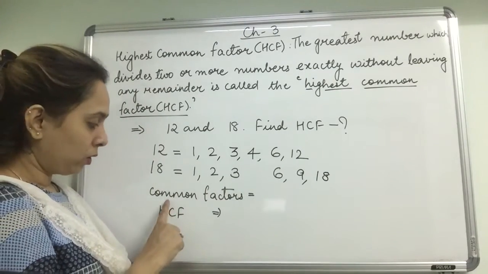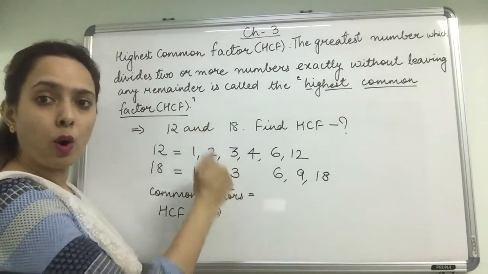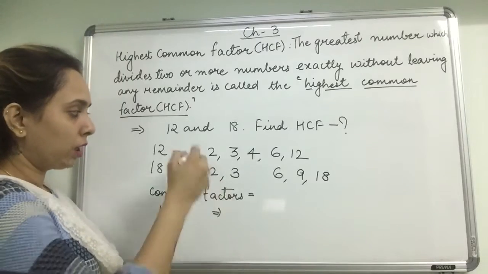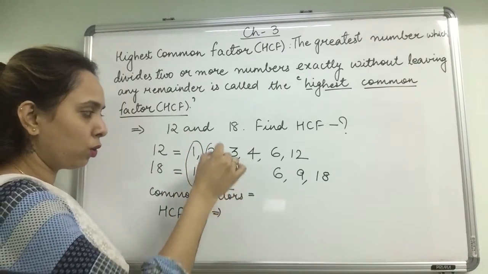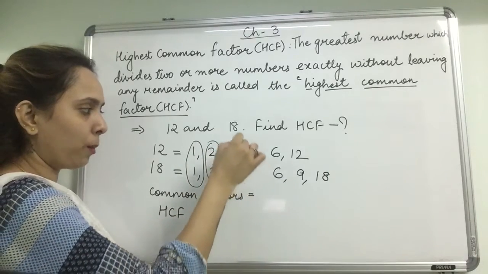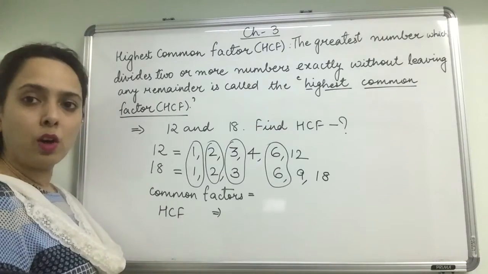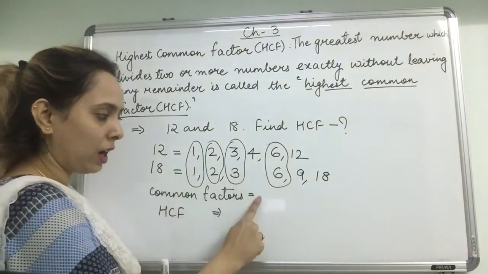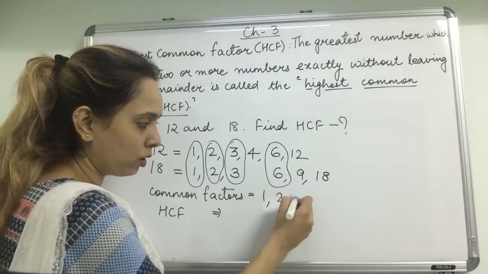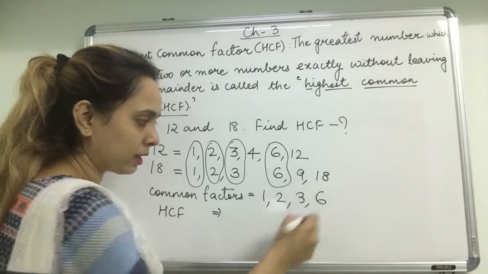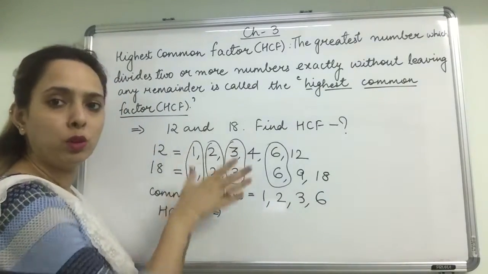Now I will find out the common factors. Common factor means the factors which are common in both the numbers. So here 1 is a common factor, 2 common factor, 3 common factor, 6 is a common factor. Rest all the factors are not common. So I will list out these common factors here: 1, 2, 3, 6. I will write these factors only once because they are common in both the numbers.